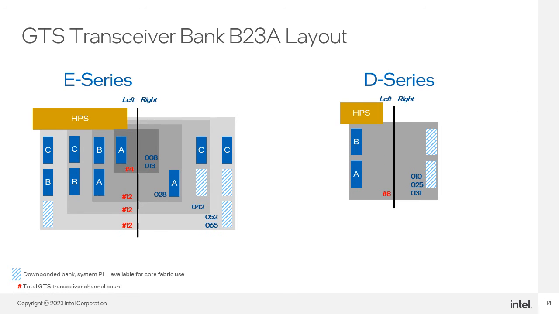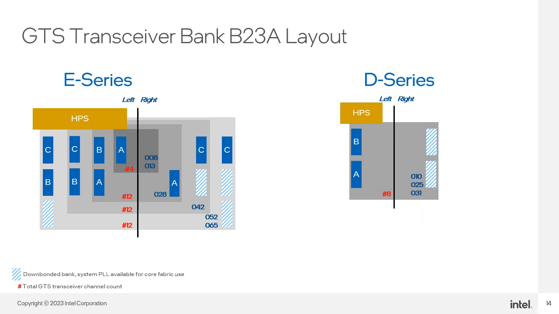This slide shows the GTS Transceiver Bank in B32A package, which is an 8820 pins ball grid array package. This package is available in both E and D series as shown here. The banks that are marked with stripes basically show banks that are down bonded. Down bonded here refers to the pins that are not bonded out for the channels and the reference clock. As a result, we lose the transceiver channels in these particular banks.